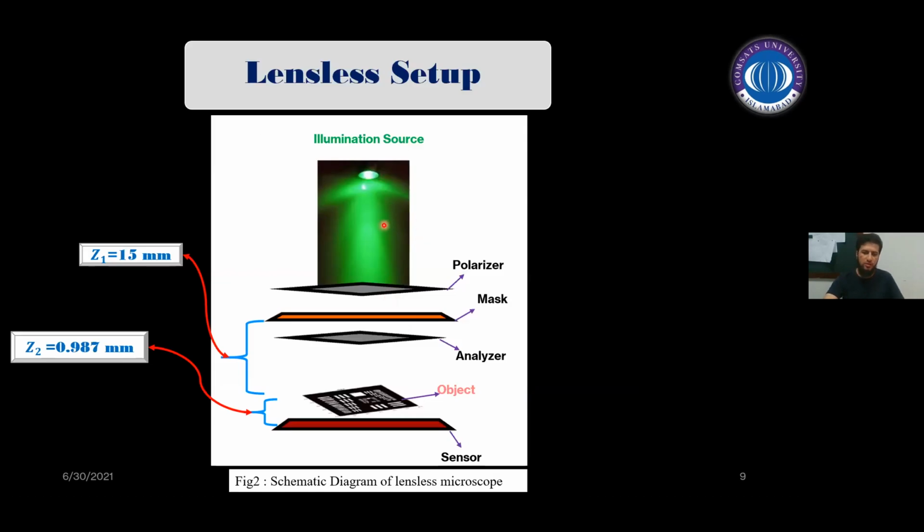This is the schematic diagram of our lensless setup. Here we use an illumination source, then a polarizer to polarize the light, because in our case the SLM works only on polarized light. Then we use an analyzer, and at a distance of 15 millimeters we put the object. As the object we use the USAF 1951 resolution chart in transmission mode. Then we put the sensor at 0.987 millimeters.